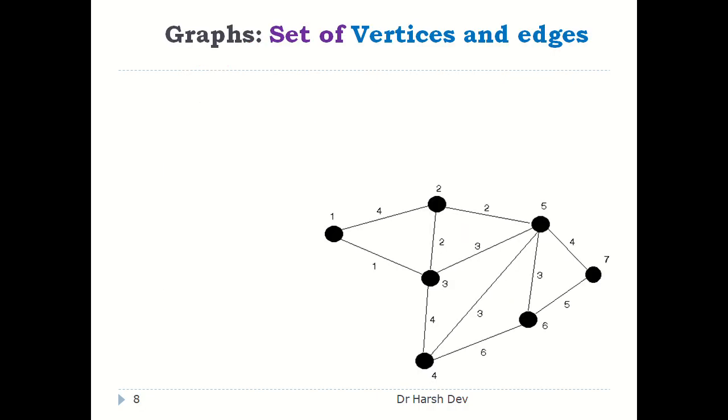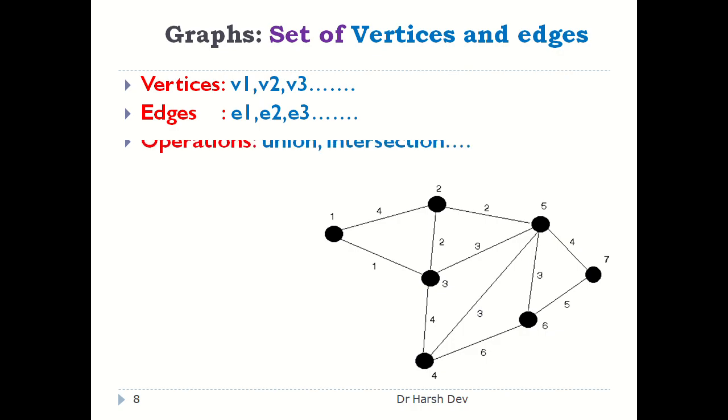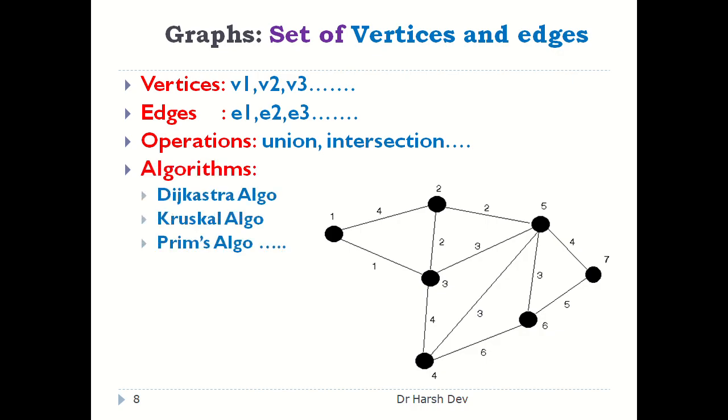Another discrete structure is the graph, which is nothing but a set of vertices and edges. Vertices are discrete and edges are also discrete, so it is a discrete structure. Vertices are represented by v1, v2, v3, and edges are known as E1, E2, E3. Various operations we can perform are union, intersection, and so on. Algorithms on graphs include Dijkstra's algorithm, Kruskal's algorithm, Prim's algorithm, and so on.